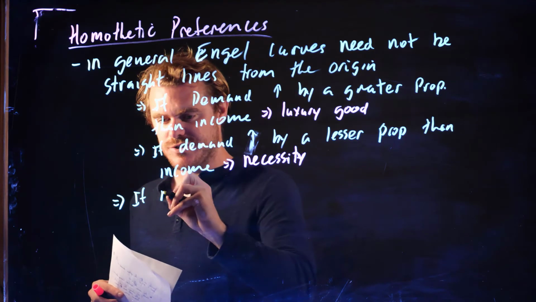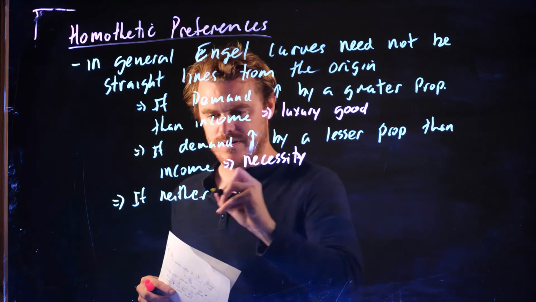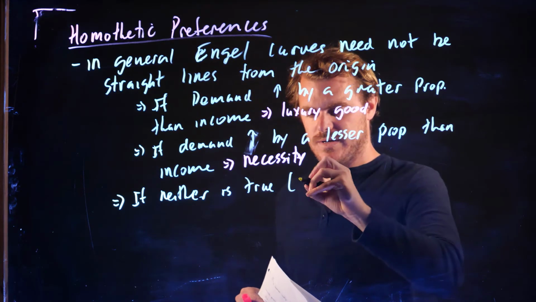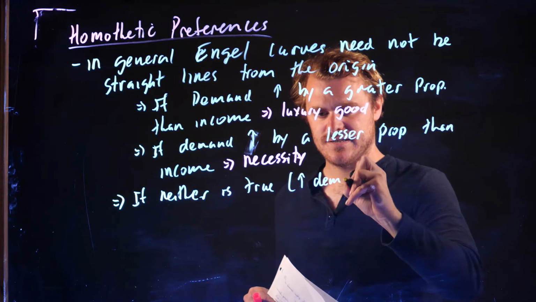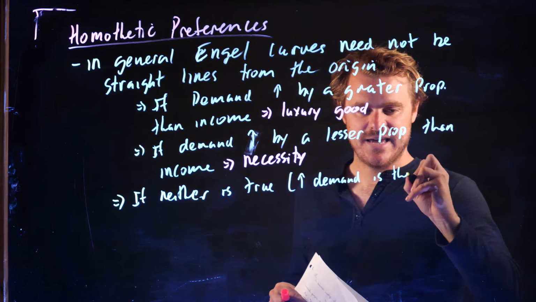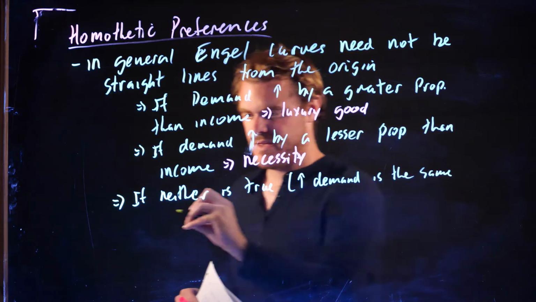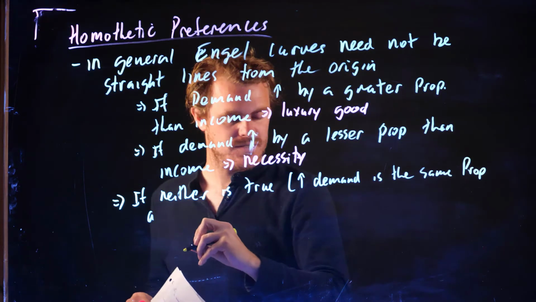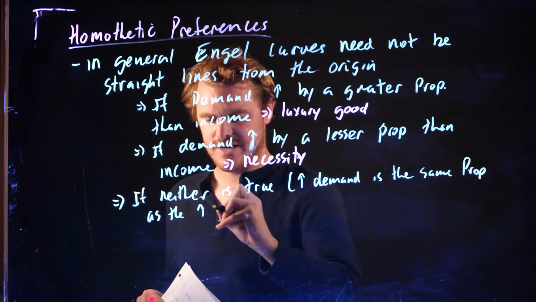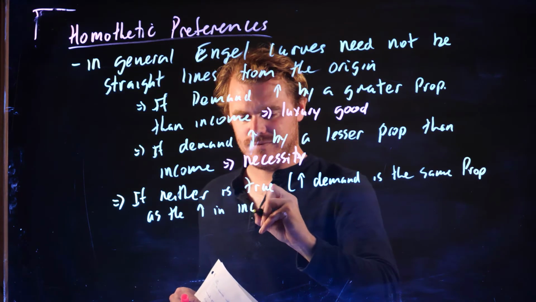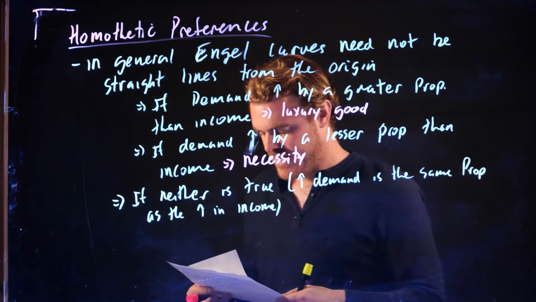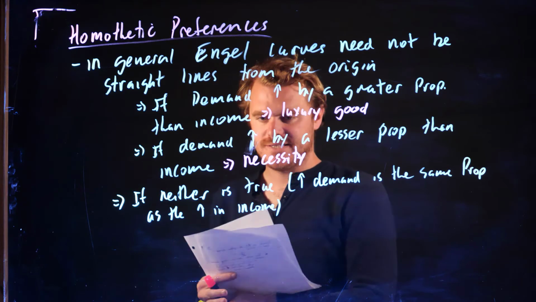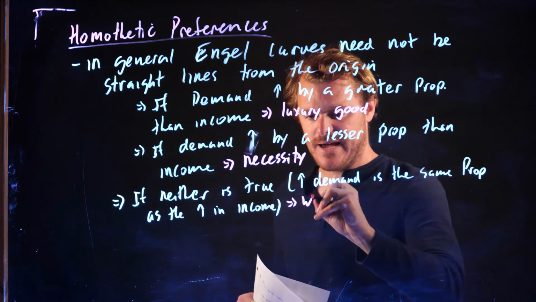So if neither is true, the increase in demand is the same proportion as the increase in income. Hopefully that makes sense, what I'm trying to say here. This is the dividing line, and this is what we've been looking at.